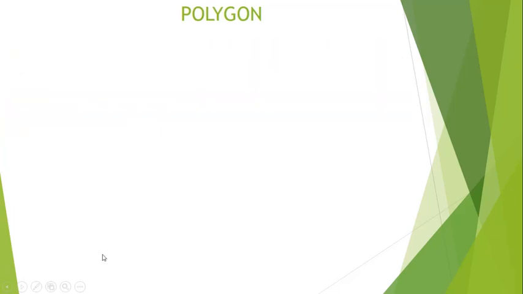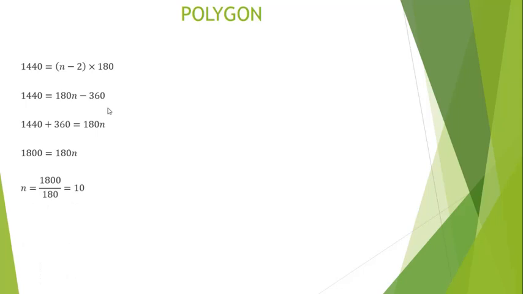You can see that on your screen. Then we can simplify further by opening this bracket. When you open this bracket, you arrive at this: 180 times n will be 180n, and 180 times 2 will be 360. Then we collect like terms so that we have this. Then divide both sides by 180. So the answer is 10. So this polygon has 10 sides.